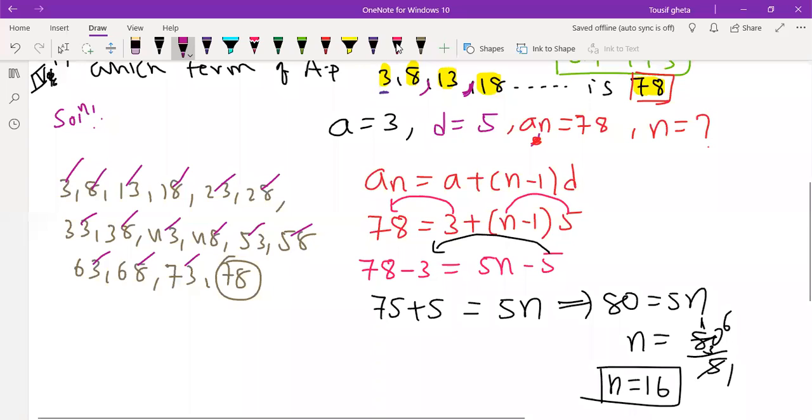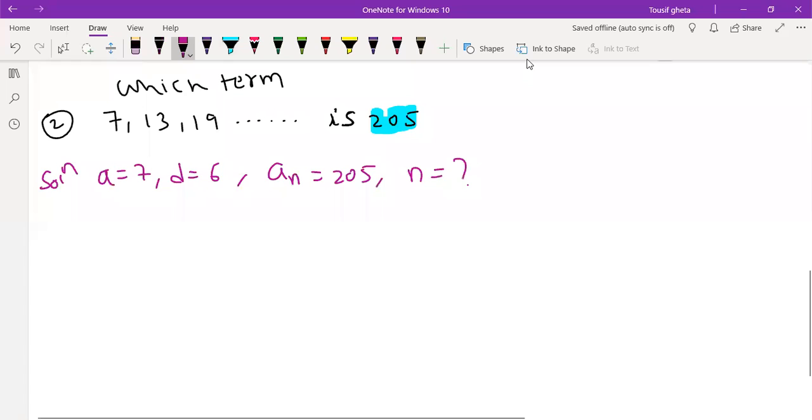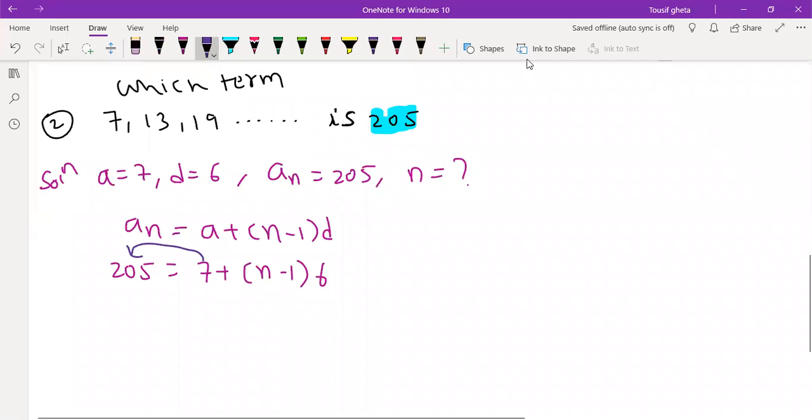See, we counted and exactly we got 16, right. Solution. A is equal to 7, D is equal to 6, 13 minus 7. Directly I will write now. An is equal to 205, and which term is 205? An is equal to A plus n minus 1 of D. 205 equals 7 plus n minus 1, D is 6. So this 7 you can take here, 205 minus 7. 6n minus 6.